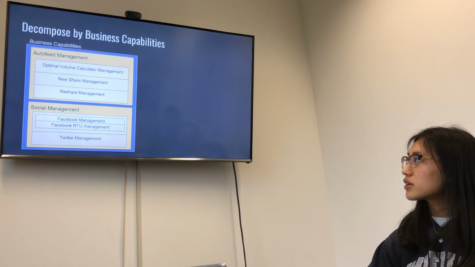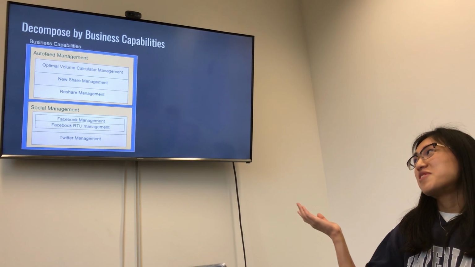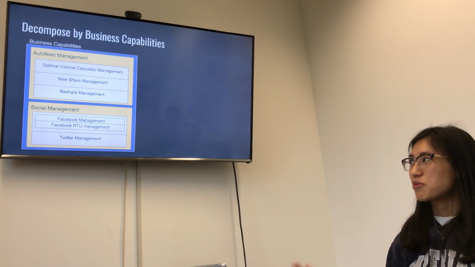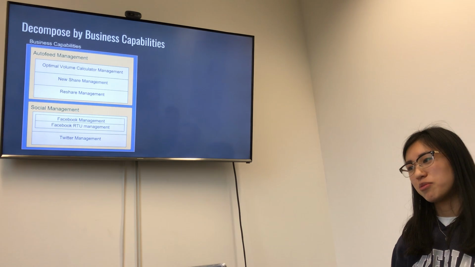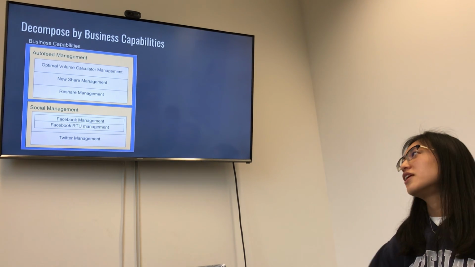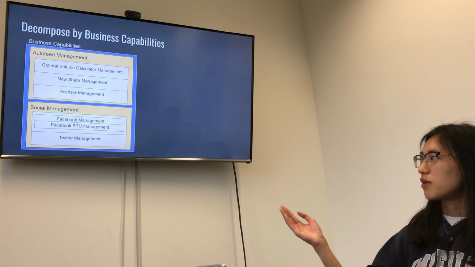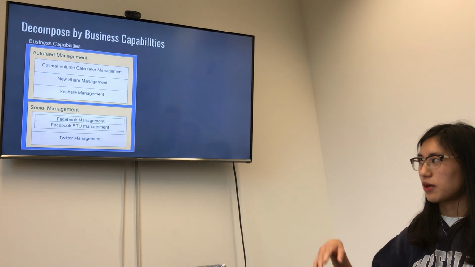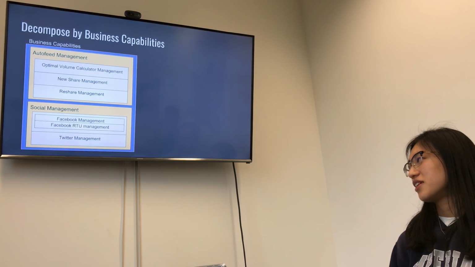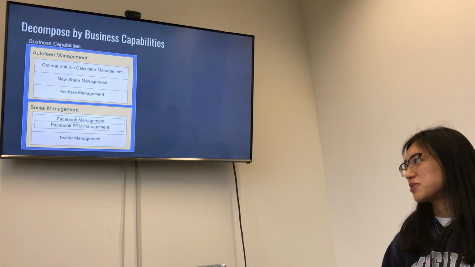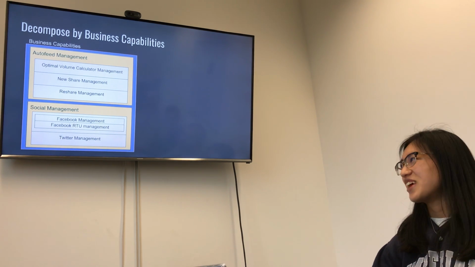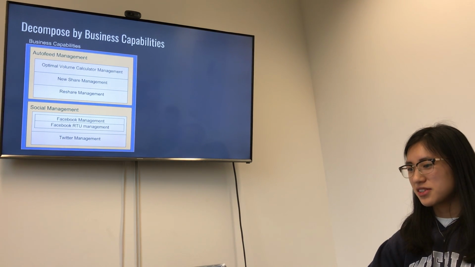So if we look at the next slide, I've decided to put optimal volume calculator management, new share management, reshare management, new order fee management. Someone from business might say that these are things we need to manage. And in social management, we split up Facebook and Twitter management. As you can see on Facebook, we decided, hey, we need a Facebook management and a Facebook real-time update management. So you can have sub business capabilities.